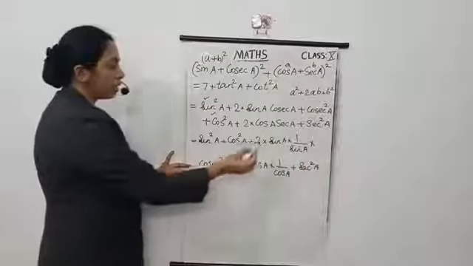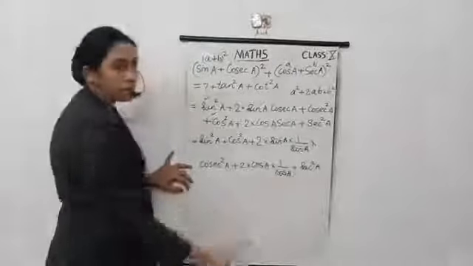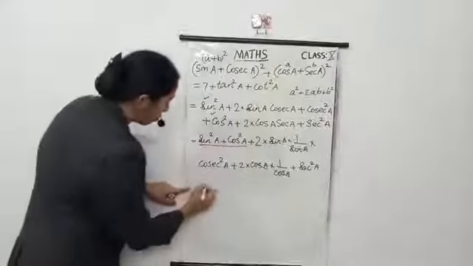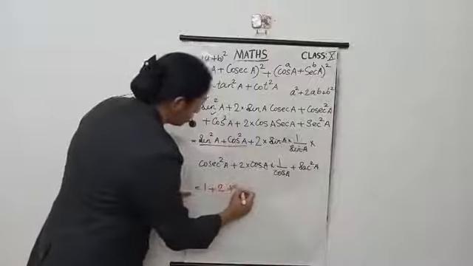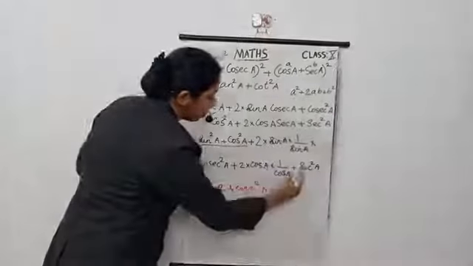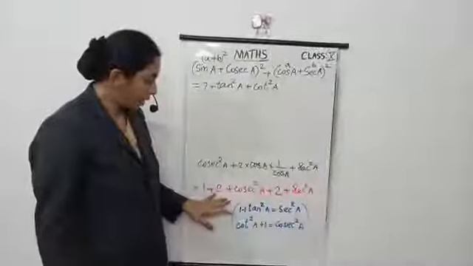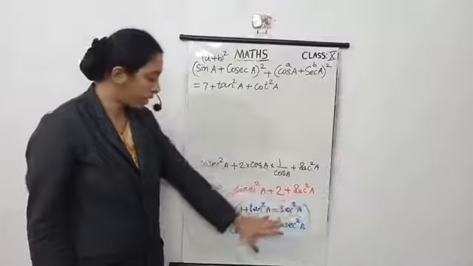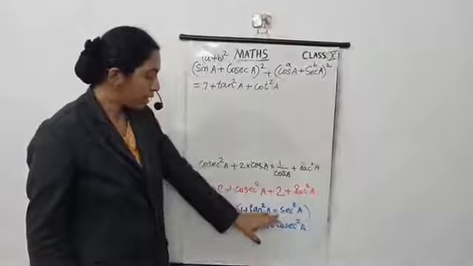Now consider here: sin A and sin A we can cancel. Here cos A and cos A we can cancel. Now sin square A plus cos square A is 1. So 1 plus 2 into 1 is 2, plus cosec square A, plus 2 into 1 is 2, now plus sec square A. Now here 1 plus 2 plus cosec square A plus 2 plus sec square A. Now come to the identities. Identity: 1 plus tan square A equal to sec square A.